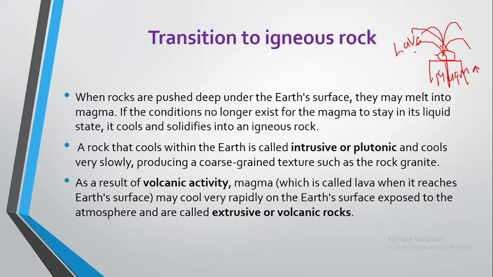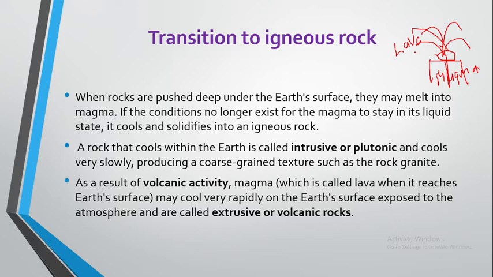So this is the process happening in volcanism. Volcanic activity is the main parameter by which magma is spread over the surface. A rock that cools within the earth is called intrusive or plutonic rock. These igneous rocks are also divided into two types, as we have already discussed, so you may know about those things.